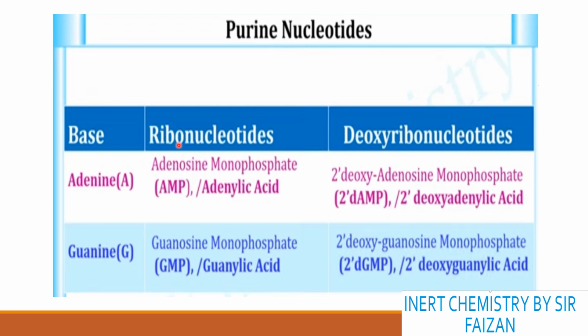Purine nucleotides. As there are two purine bases, adenine and guanine, they form both ribonucleotides as well as deoxyribonucleotides. The ribonucleotide from adenine is AMP and the deoxyribonucleotide is deoxy AMP or deoxyadenosine monophosphate. While from guanine, it is GMP, meaning guanosine monophosphate, and here is 2-deoxyguanosine monophosphate.